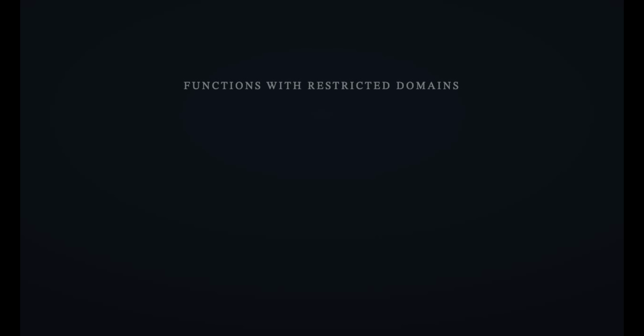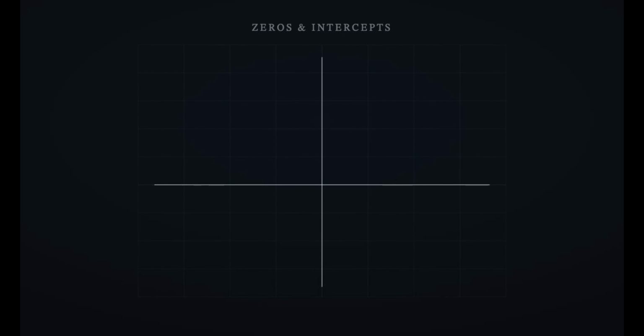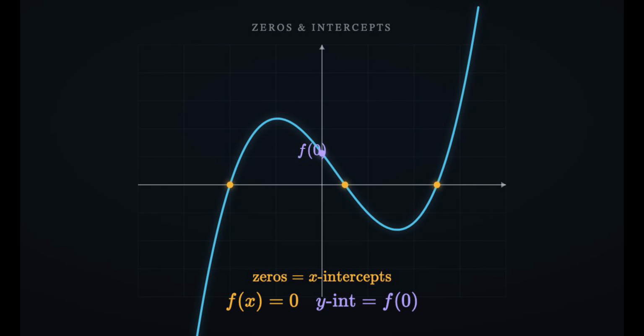The main functions in Mathematics Advanced with domain restrictions are tan x, sec x, cosec x, cot x, and ln x. The zeros of a function are the values where f(x) = 0, or y = 0. Zeros and x-intercepts are the same thing. On the graph, these are the x-intercepts. The y-intercept is the value of f(0), or in other words, the value of y when you substitute x = 0 into the graph.